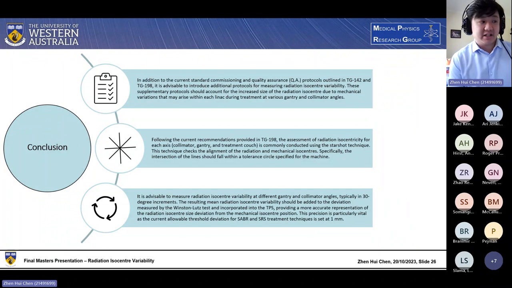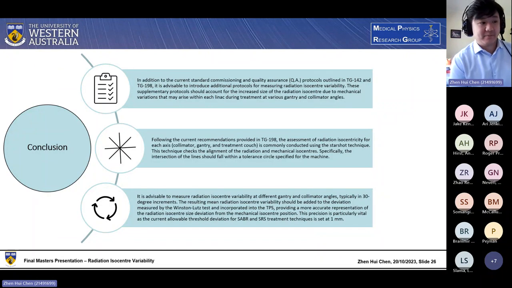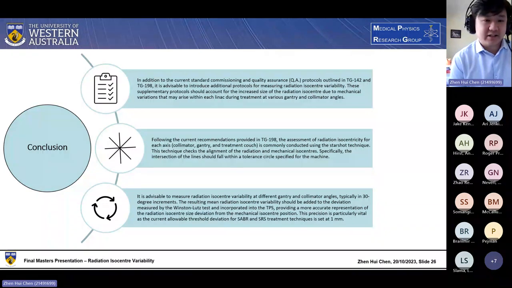So it's my advice out of this study and recommendation to measure the radiation isocenter variability at different gantry and collimator angles, typically in 30 degree increments, and the resulting mean radiation isocenter variability should be added to the positional deviation measured by the Winston-Lutz test, and then incorporated into the TPS to provide a more accurate representation of the actual movement and deviation of the radiation isocenter from the mechanical isocenter. Which is very important, I have to say again, the tolerance levels for SABR and SRS and other stereotactic techniques is set at 1 millimeter, but again, for any other technique, the more conformal your beam, the better. So this actually applies to all techniques, but more importantly for stereotactic techniques.